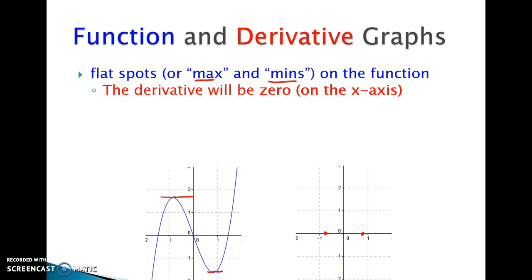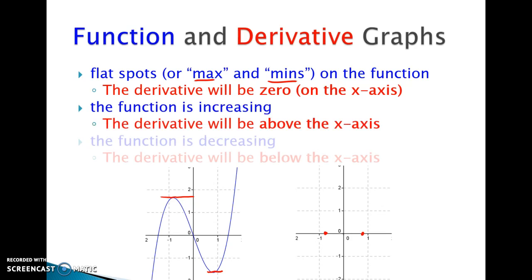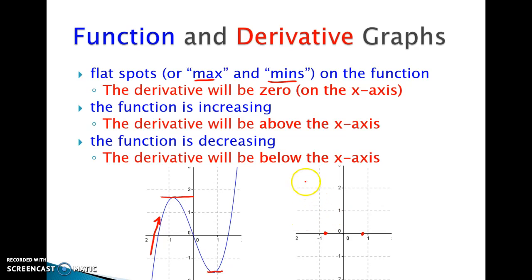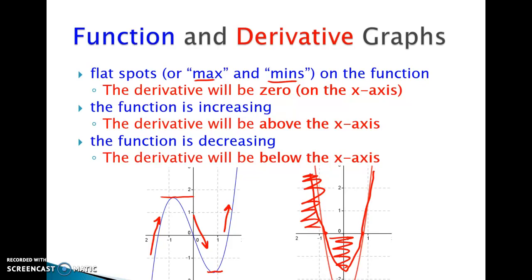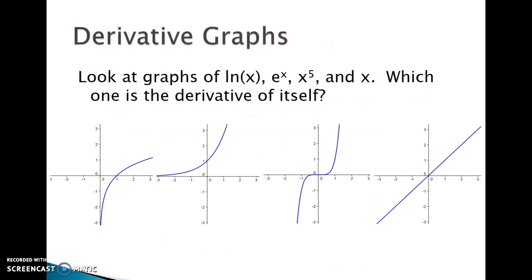And then I also want to look for periods of increase and periods of decrease, because I want to correlate that to above the x-axis for the derivative graph. So increasing would be above the x-axis, and decreasing would be below the x-axis. So if I were to sketch this, it would look something like this, and I don't know exactly how low it would go, but that would be the shape I'd be going for. Here's an actual sketch of the derivative. I guess it's off the screen a little bit, but it would look like that.